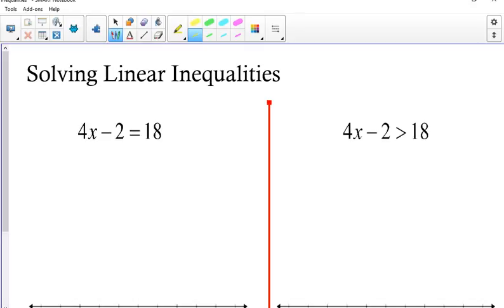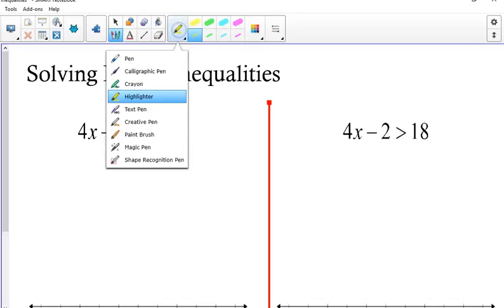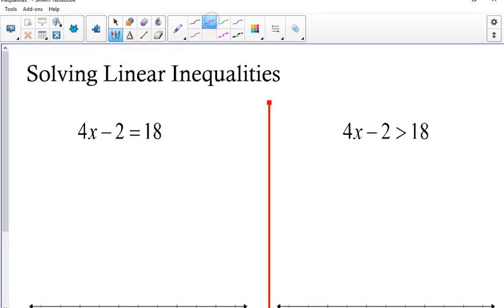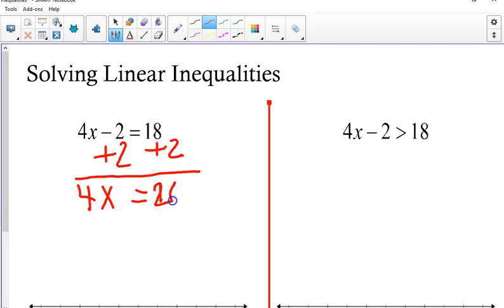All right, so we're going to look at how to solve a linear inequality, and what we're going to do is kind of solve an equation, and then do the same steps on the inequality. So you can follow along with this in your notes. So the first thing on the equal equation we're going to do is add 2, because we need to get rid of the number that's with our variable. So that makes 20.